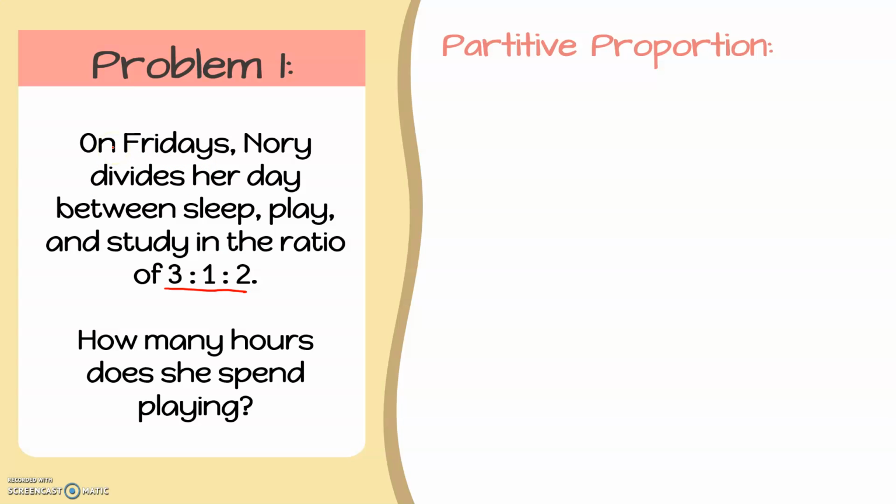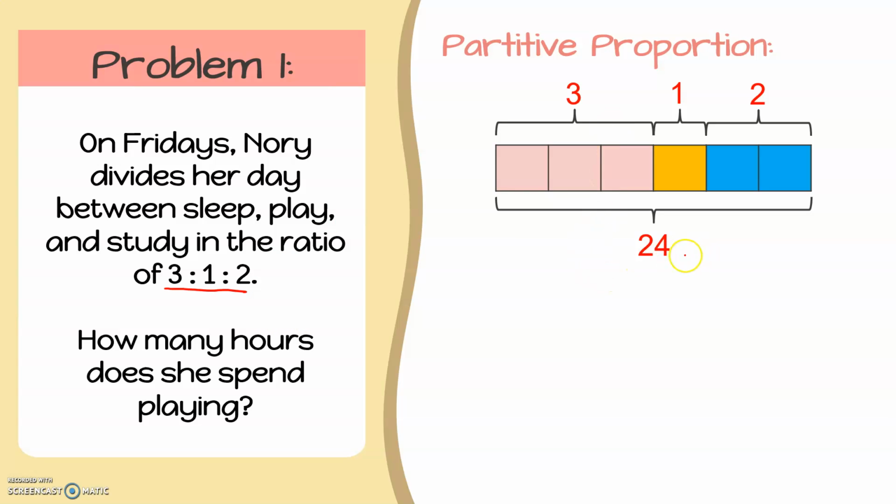We know that in one whole day, there are 24 hours. That's why we will have our whole as 24. Then it will be divided in the ratio 3:1:2. The question now is asking for the number of hours she spent playing. In our ratio, we have here sleep, play, and study. So 3 is for sleep, 1 is for play, and the other 2 is for study. That is the three parts in our ratio.